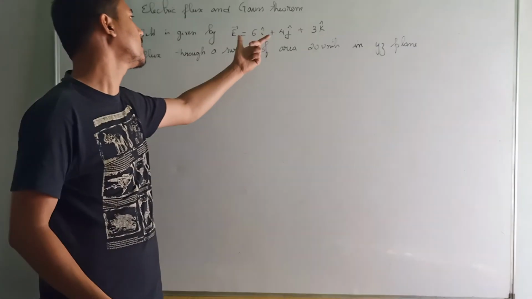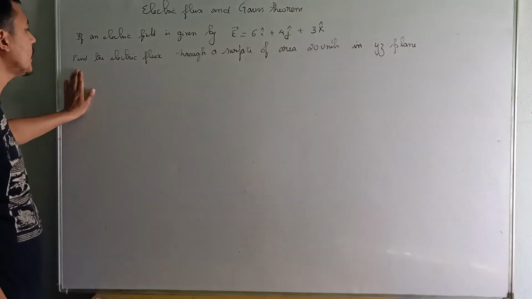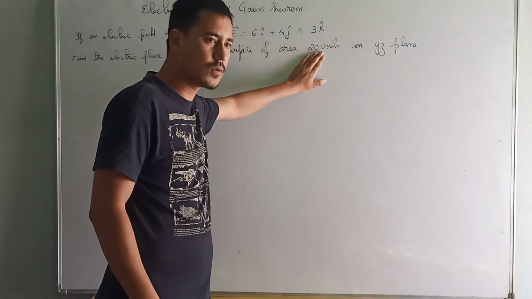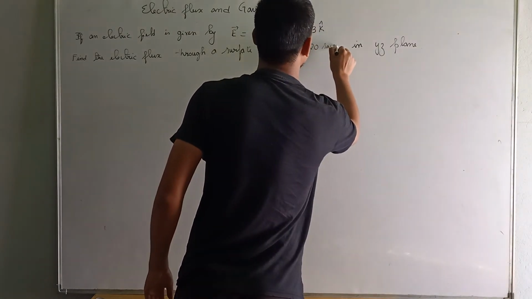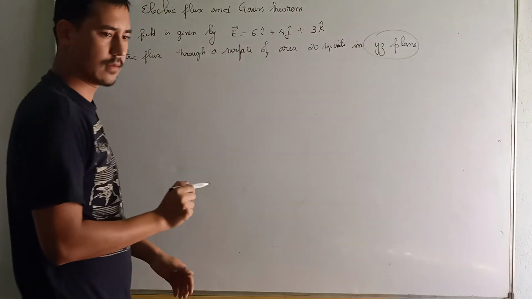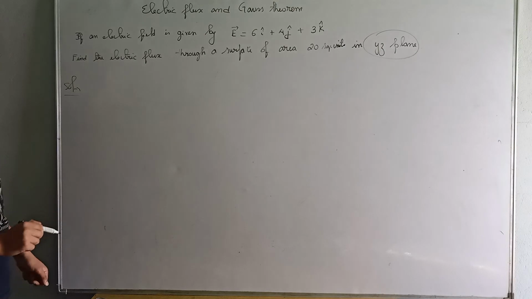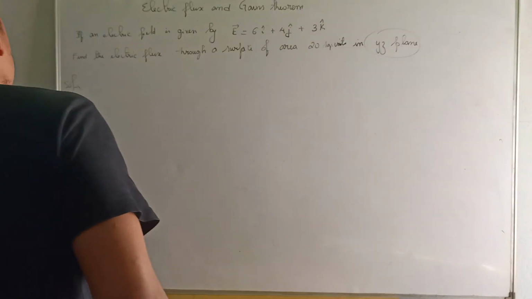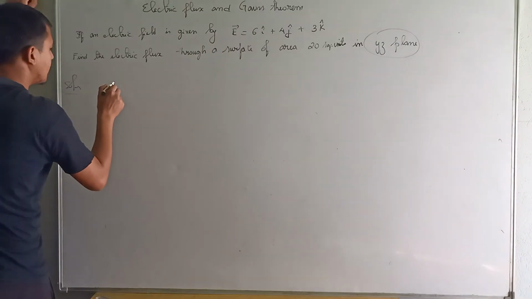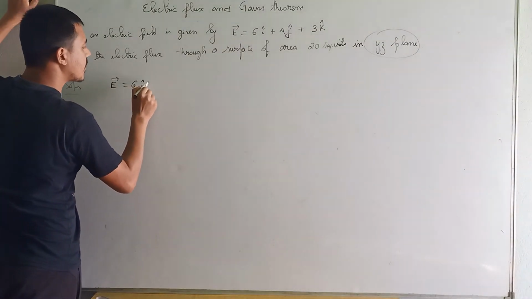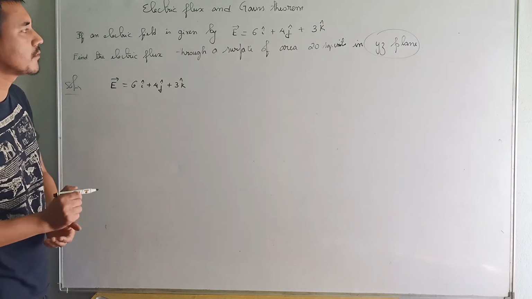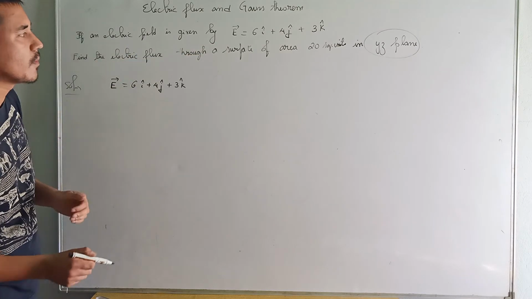The electric field is given in vector notation. You want to find the electric flux over a surface of given area, 20 square units, and your surface lies in the YZ plane. So can you find out what the electric flux is over that surface? Your electric field is 6I cap plus 4J cap plus 3K cap, and the surface is placed in the YZ plane.